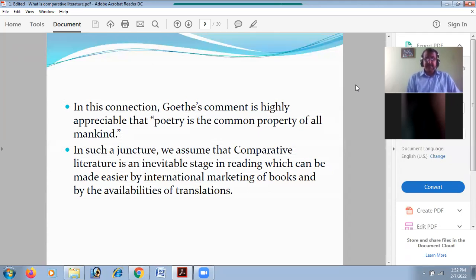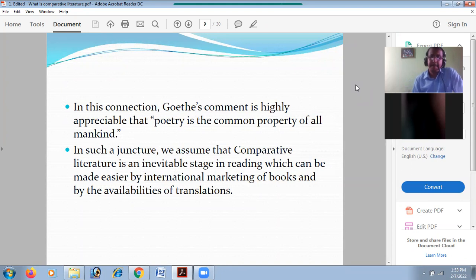So, getting such kind of information, we can assume the definition of comparative literature. That is, comparative literature is an inevitable stage in reading. So when we are reading a literature, of course, if we compare, if we try to understand the contextual understanding of our text, that would be easy. So comparing literature is a stage of reading, which can be made easier by the international marketing of books and by the availability of translation.